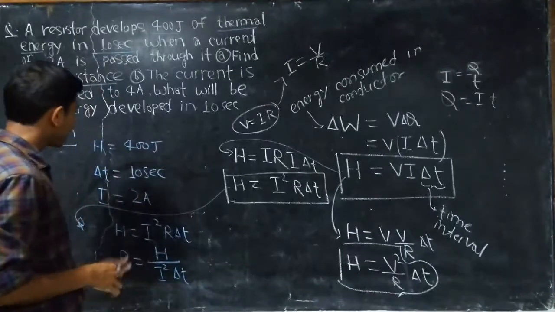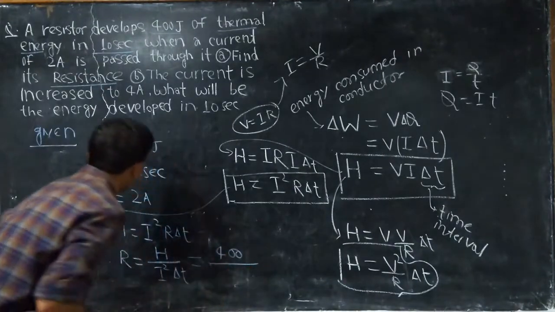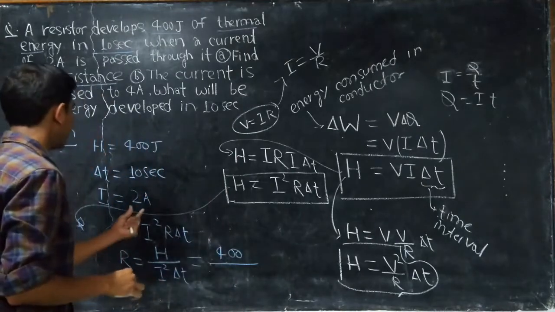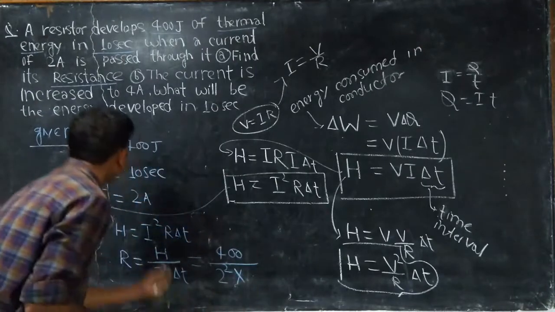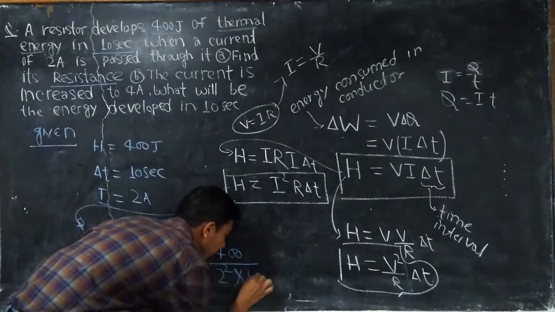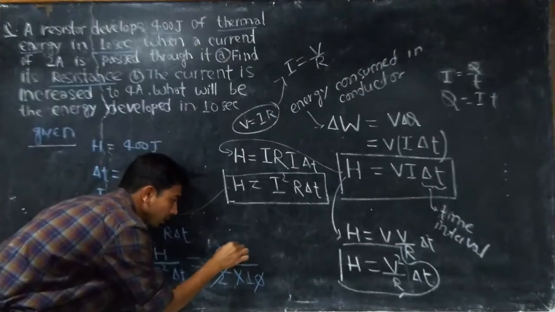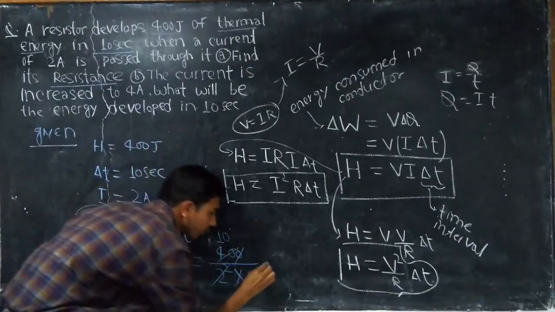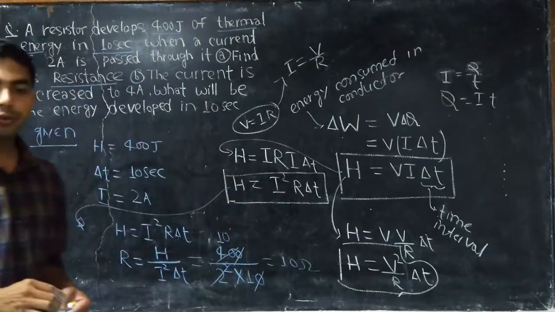H is given in the question, this is 400, and I is 2 square, and delta T is 10 second, okay? So this cancels, and 2 square is 4, so here 10 will come. So resistance is how much? 10 ohm, right? We calculated resistance.